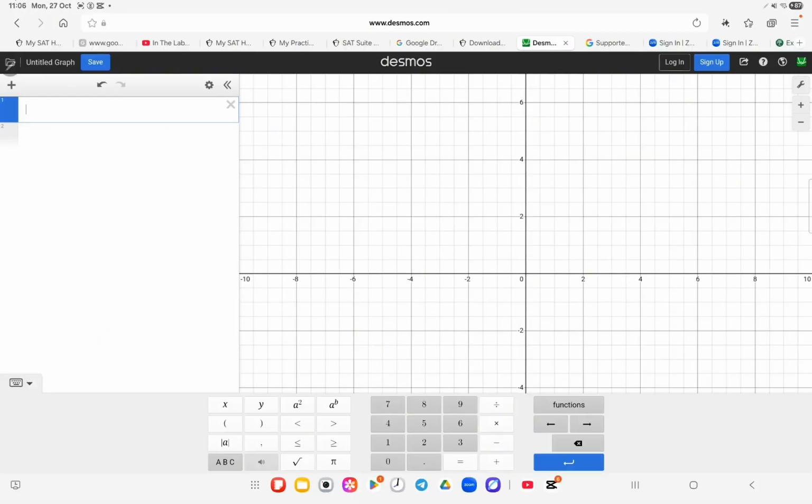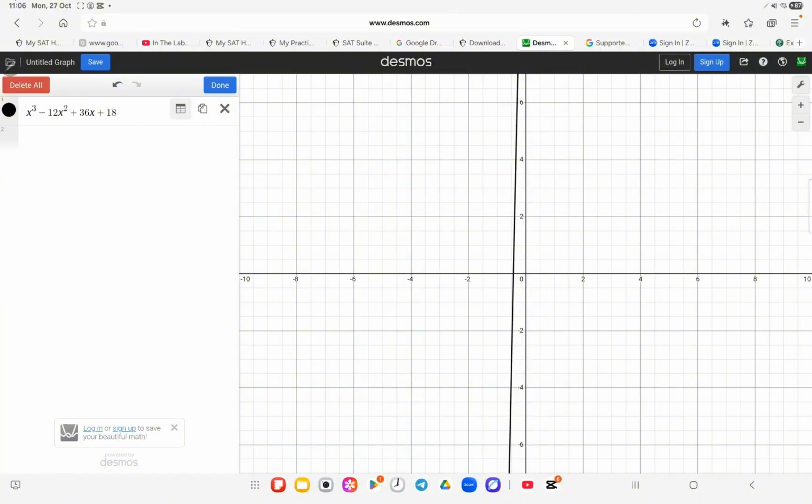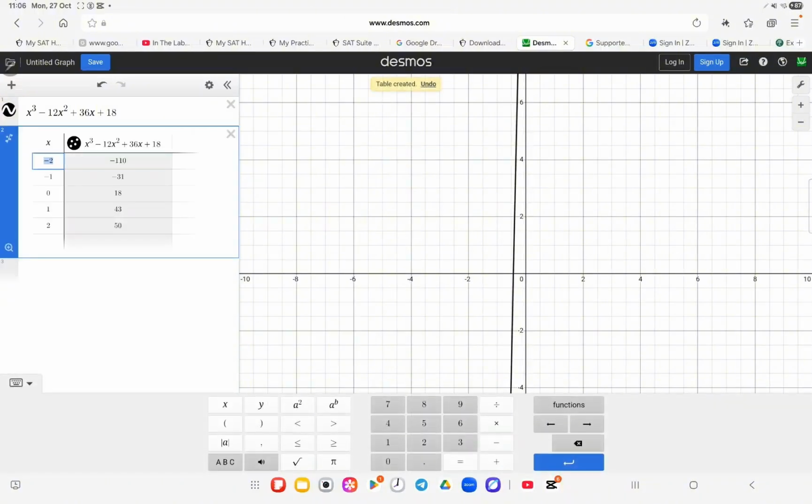So assuming that a calculator is allowed, I'll come and put my equation here. I'll put x cubed minus 12x squared plus 36x plus 18. I'll come here on the sign and I'll be putting a table. And I'll ask it for the x of 10, it's 178, and the x of 8, which is 50.